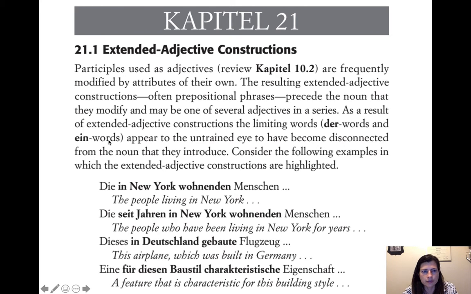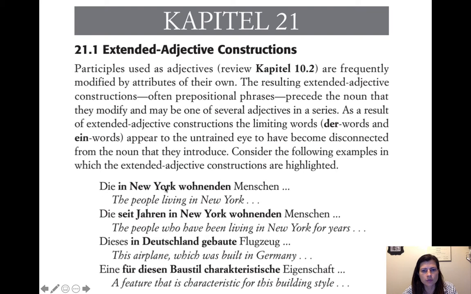As a result of extended adjective constructions, the limiting words, der and ein words, so the articles, appear to the untrained eye to have become disconnected from the noun that they introduce. So the article der or ein is so far away from the noun that sometimes it's hard to recognize what noun it belongs to. Consider the following examples in which the extended adjective constructions are highlighted. Yeah, so these are similar to the ones we were just looking at.